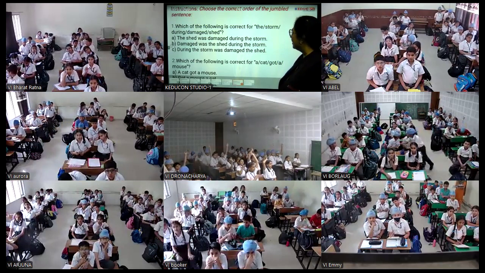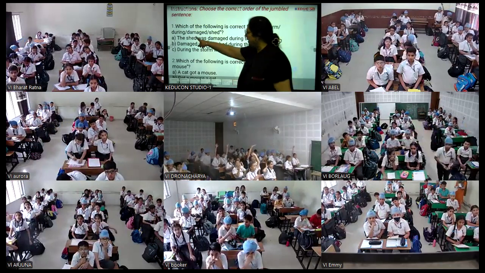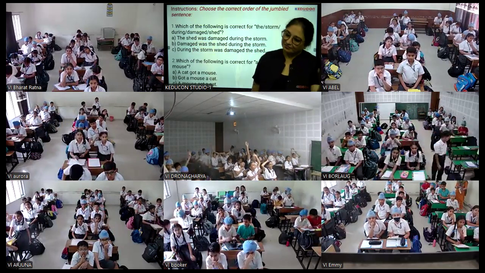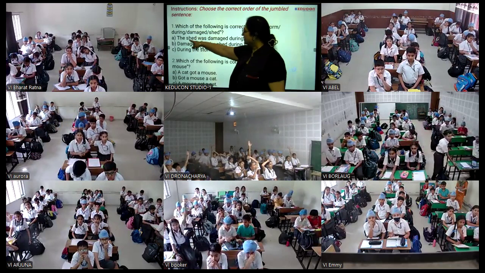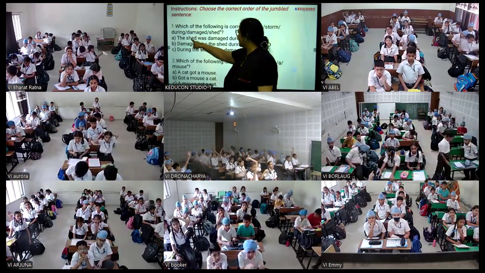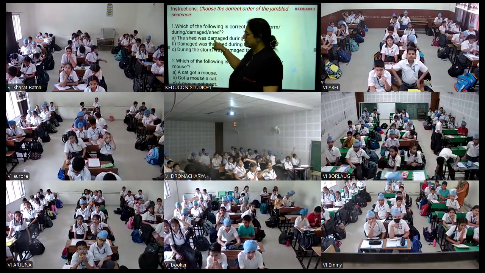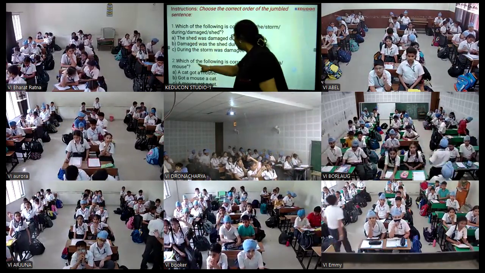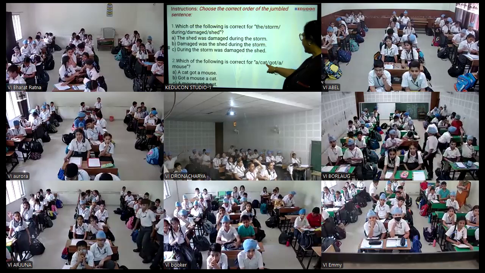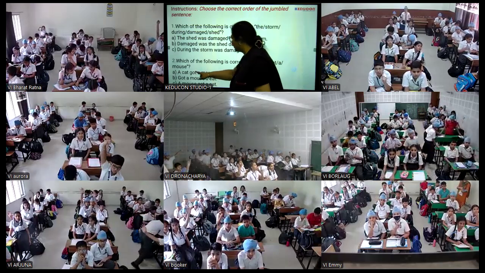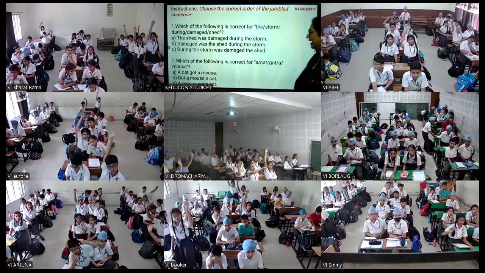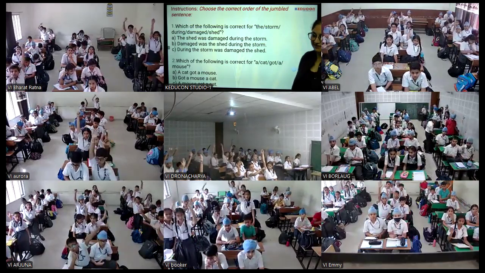The shed was damaged during the storm. Would you repeat? Is it the A, B, or C? Which one is it? Very good. Shed is the subject. Was damaged is the action that happened during the storm. Okay. Which of the following is correct for a cat got a mouse? A cat got a mouse.